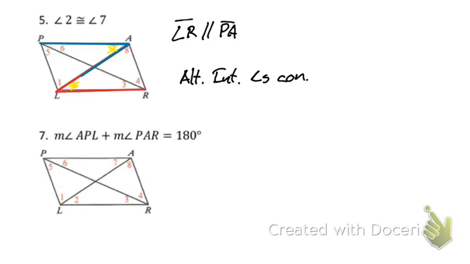All right, who's got the answer to number 7? So I'm coloring in. You're making me color it in? Yes. All right. APL. Okay.